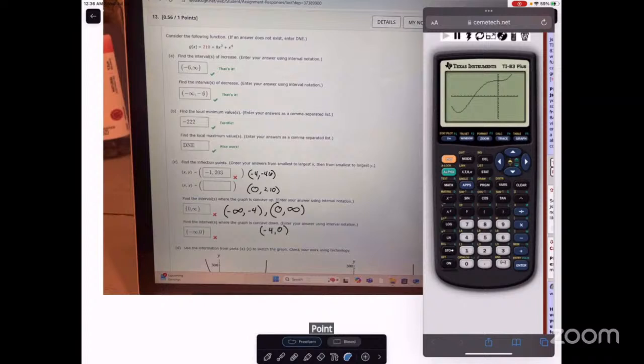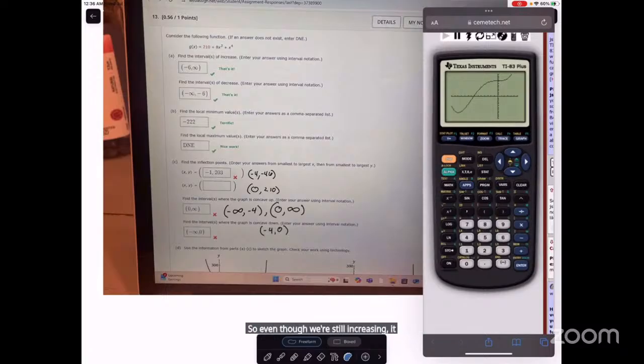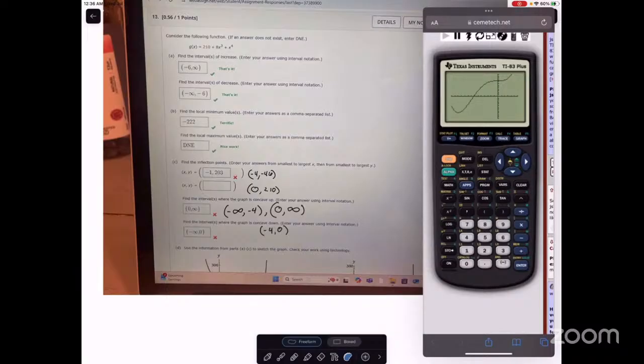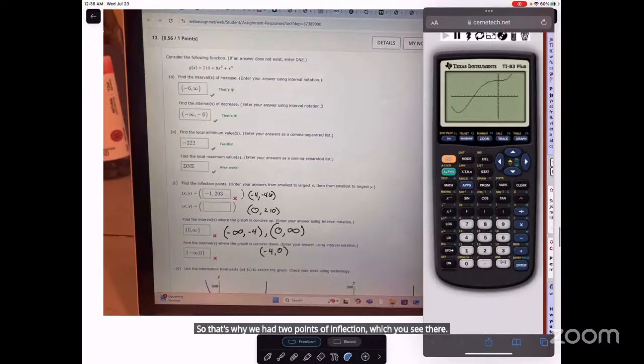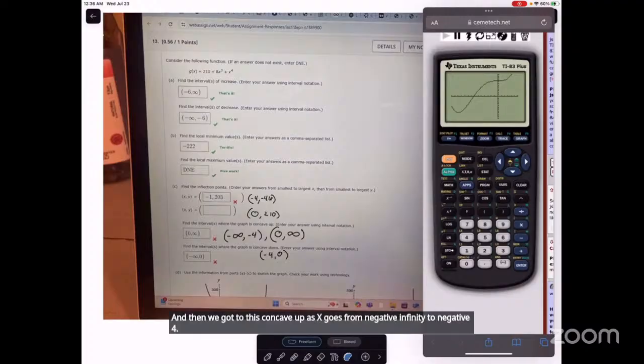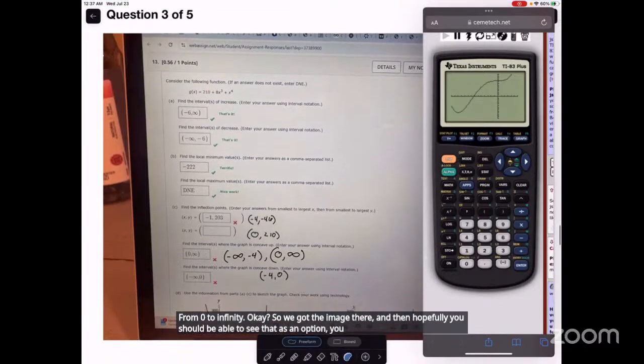Points of inflection, where it goes from concave up to concave down, we did have 2 points of inflection. So even though it's still increasing, it goes from concave up to concave down, back to concave up. That's why we had 2 points of inflection. And then we got that it's concave up as x goes from negative infinity to -4, concave down as x goes from -4 to 0, and then concave up again from 0 to infinity. Okay, so we got the image there, and hopefully you should be able to see that as an option in the multiple choice.